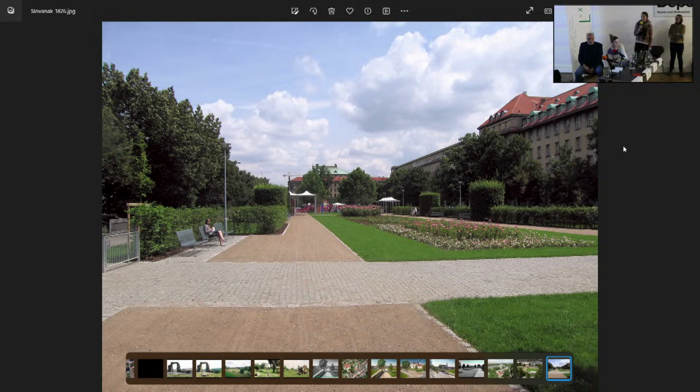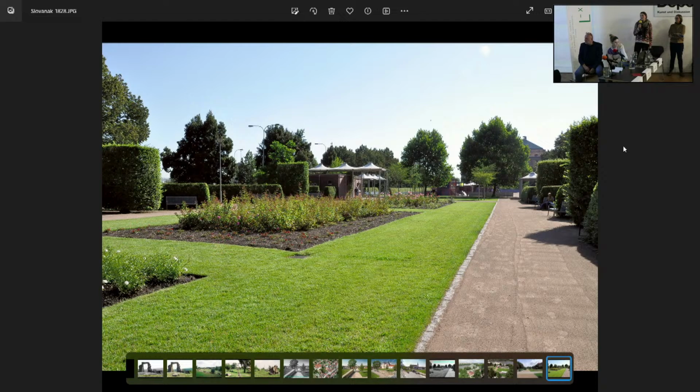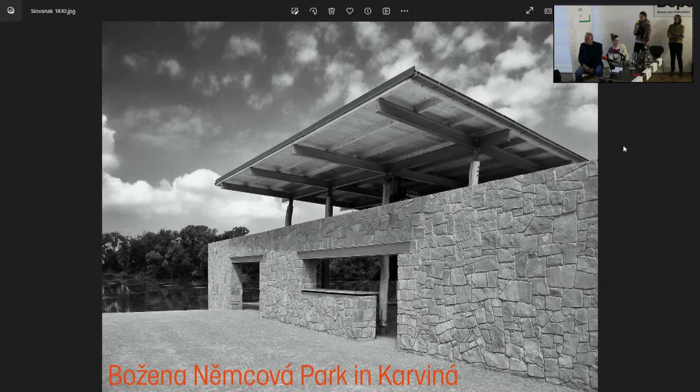What they bring into the spaces are the facilities, so toilets and coffee places, which is an essential part of a park day. And maybe it wasn't in history. It's also, again, a contemporary translation.